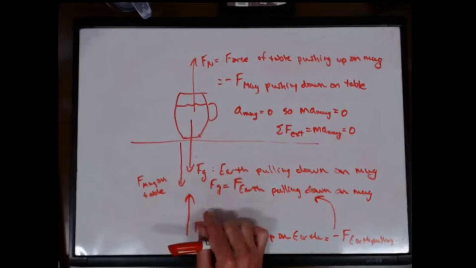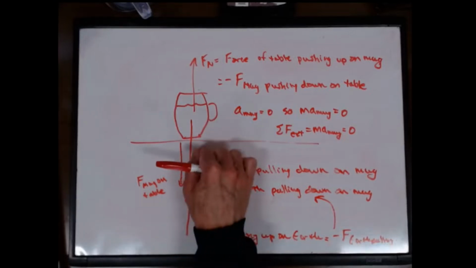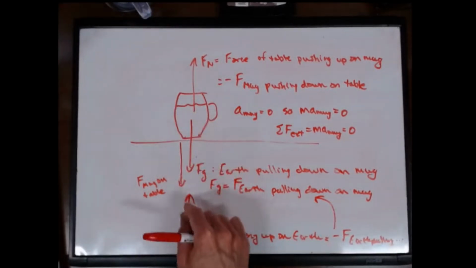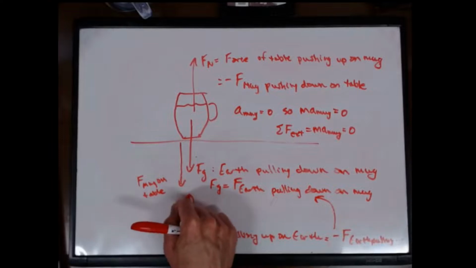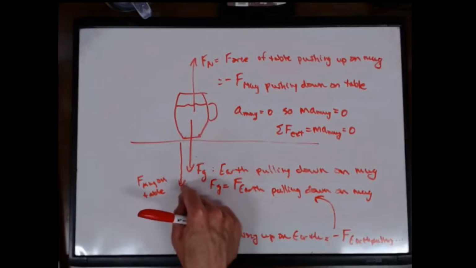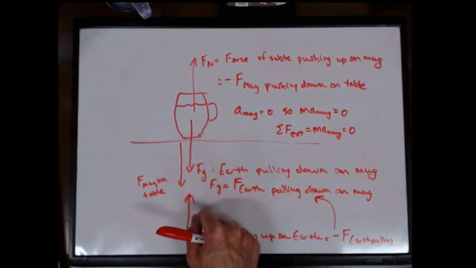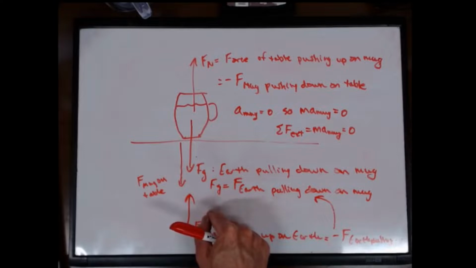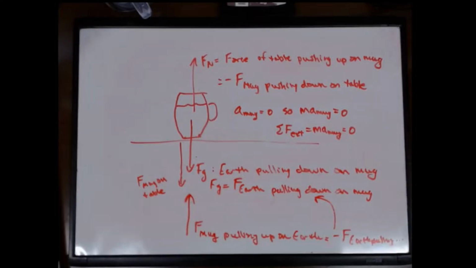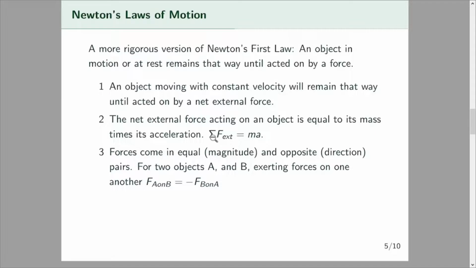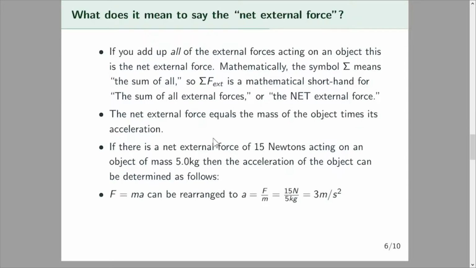Remember, these other forces aren't acting on the cup. The cup pushing down on the table is not a force on the cup, and the mug pushing down on the table is not a force on the mug, it's a force on the table. And the mug pulling up on the earth is not a force on the mug, it's a force on the earth. And so if we go back here, we can say the net external force is just the sum of all the external forces, the vector sum of all the external forces. And that's equal to the mass times the acceleration.